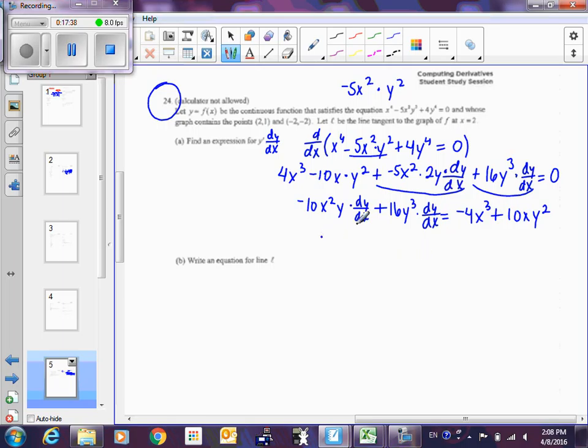Okay, do you remember how we get just a single dy over dx? Give me a word here. Factor, group, yeah, all of that's good. So we factor out dy over dx. We're left with -10x squared y plus 16y cubed. And then the right side's going to stay just how it is.